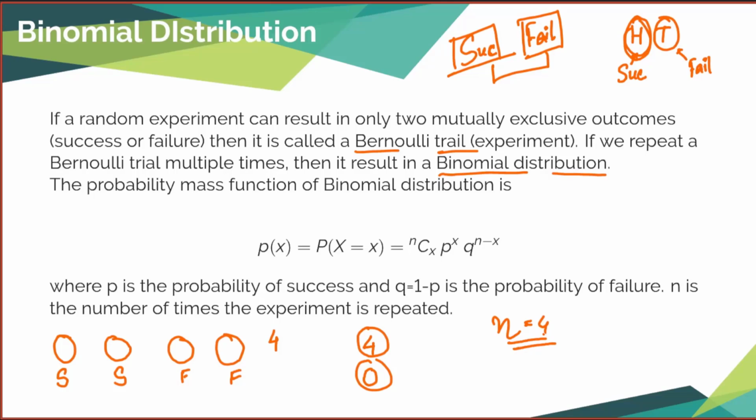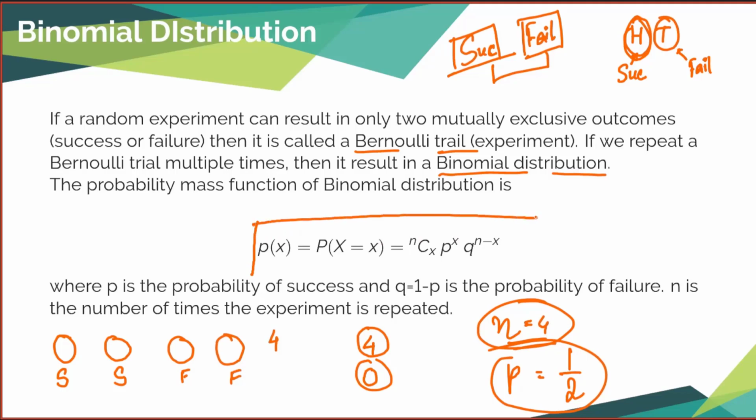And if the coin is fair, then getting a head and getting a tail will be equally likely. Both of them will have a 50-50 chance. So p will denote the probability of success. If the coin is fair, it will be half or 50%, right? So p is the probability of getting a head, n is how many times you have tossed the coin, and the formula will give you the probability of exactly how many successes you will get, right?